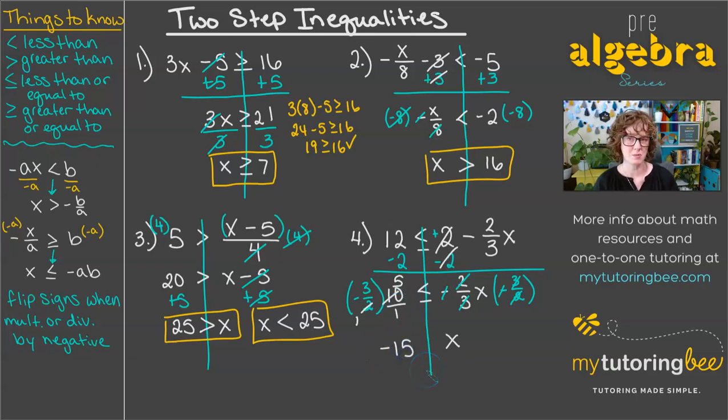Now, I did just multiply by a negative fraction, so that means I need to flip my sign. So now we've got negative 15 is greater than or equal to x, or if we want to rewrite this and have the variable first, we can write x is less than or equal to negative 15.